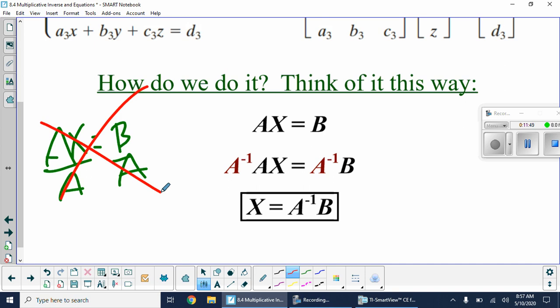Now notice, if we put an A inverse on the left side of matrix A, then A inverse needs to go on the left side of matrix B over here. If we squeezed the matrix inverse in the middle between A and X, then it would go on the right side of B as well. But that never really happens, so we don't have room that way. So A inverse goes on the left of both of them.